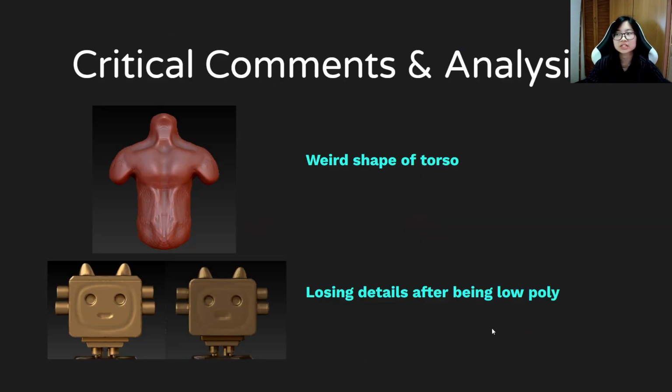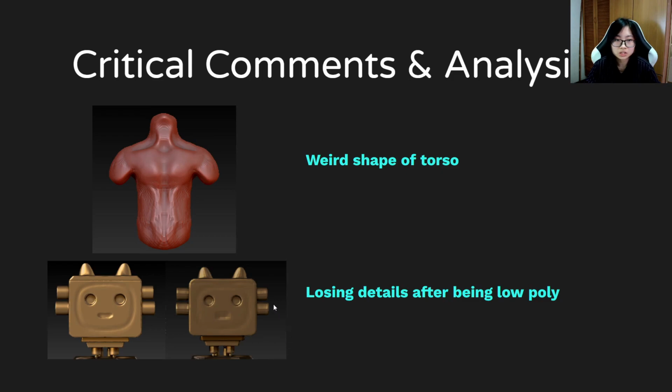So for the critical comments and analysis, the main problems that I faced during this assignment is the weird shape of the torso, because actually I was using mouse in comparison to using a tablet, and because I'm not really good in drawing, so when I first started, the torso had a really weird shape. It's like there but not quite. So after several adjustments, I can finally get it to work.